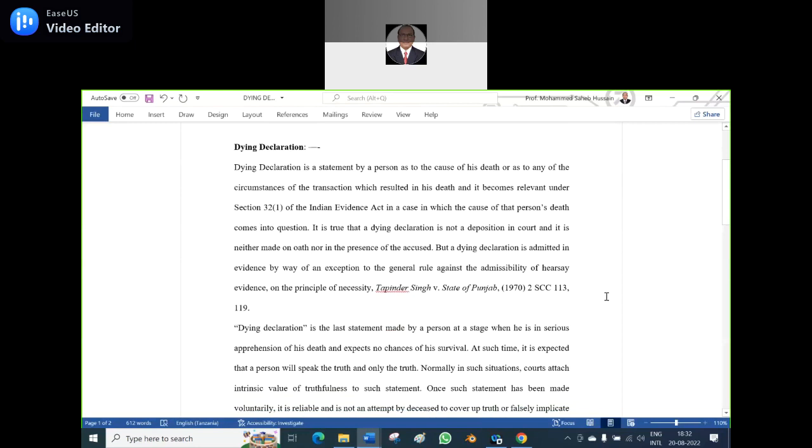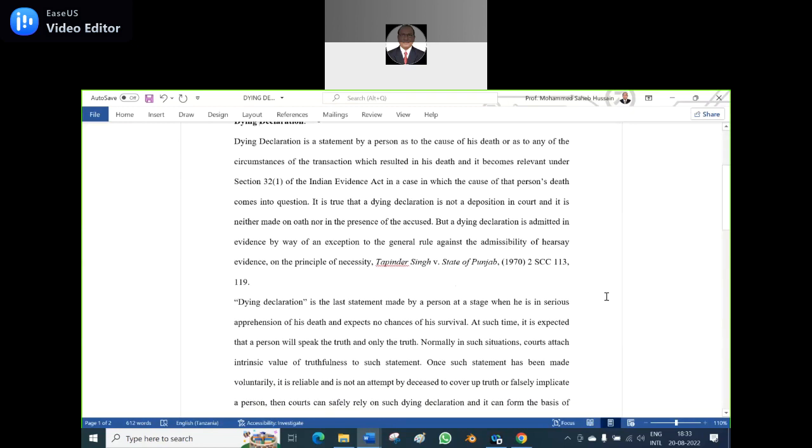Section 32, Clause 1 of the Indian Evidence Act, in cases where the cause of a person's death comes into question. It is true that a dying declaration is not a deposition in court, and it is neither made on oath nor in the presence of the accused, but a dying declaration is admitted in evidence by way of an exception to the general rule against admissibility of hearsay evidence, on the principle of necessity. That is laid down in Tapinder Singh versus State of Punjab, 1972, second volume, Supreme Court Cases 113, page 119, which is also the citation there.